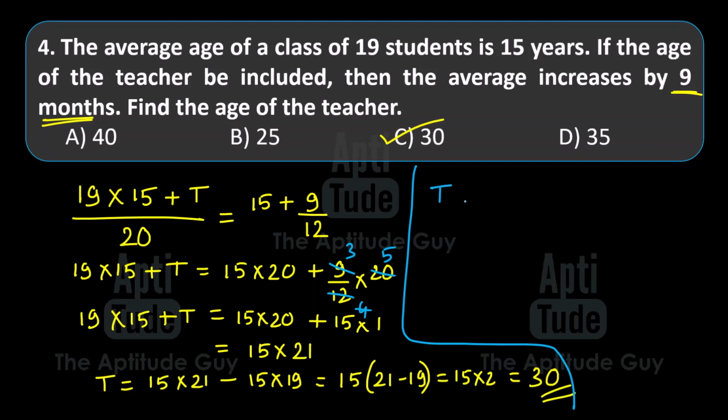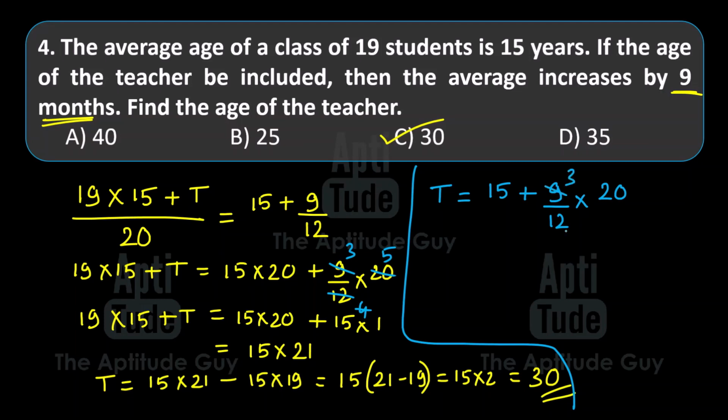Again, the teacher is the new person who's getting added. First, the teacher has to include the old average. So first the teacher has to contribute the old average, that is 15 years. Then what happens? The teacher has so many more years in their age that the teacher can contribute 9 months per person more. So already contributed 15 years plus 9 months, 9 by 12 years. For how many people? Totally 20 people. That's it. This is the answer.